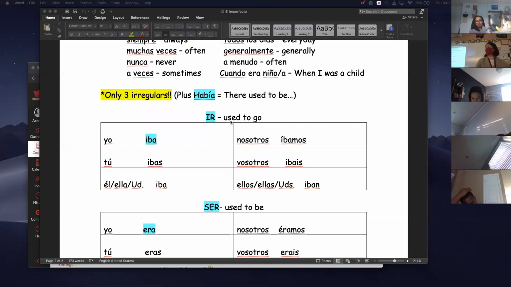So we've got the verb ir, very common. I used to go. It's always irregular. Think about it. The present tense was yo voy. The preterite tense was yo fui. So of course the imperfect is going to be irregular as well. So repitan, yo iba. One more time, iba. All right, say it yourself. Say it out loud. Iba. All right, I used to go.